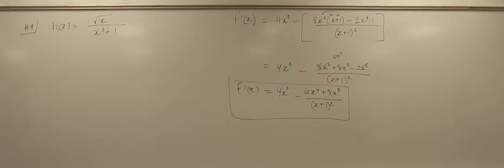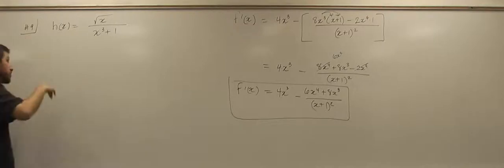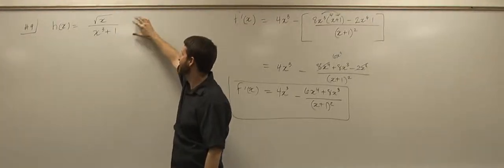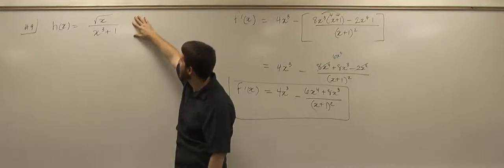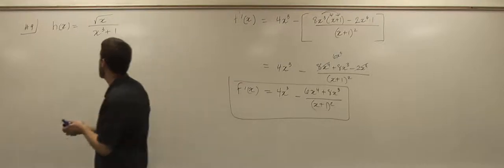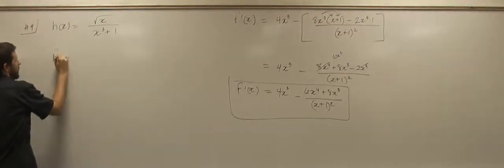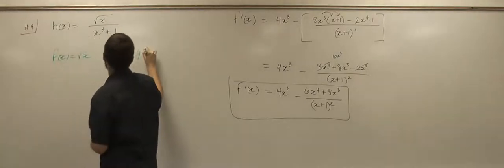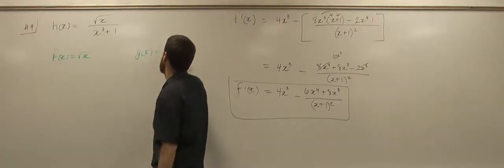Use the quotient rule to find the derivative of the function. Okay, so they tell us to use the quotient rule, so we better use the quotient rule, or else Larson will be mad and try to beat us. So I'm going to go ahead and set up my top and my bottom. f is the top. f of x equals root x. g is the bottom. g of x equals x cubed plus 1.